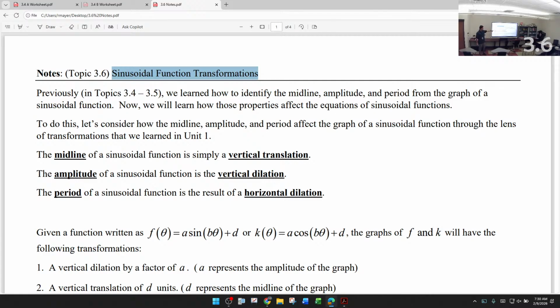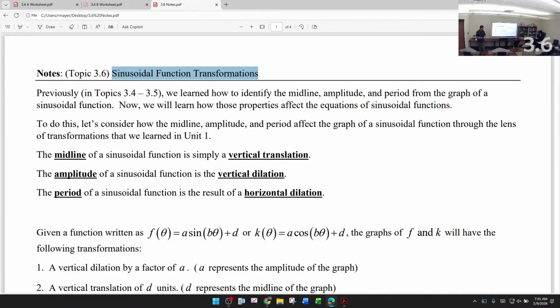Anyway, midline, you know, is a vertical translation. So the midline is typically at 0. If the midline's moved up, then that's a vertical translation. Translation is what they call it. I'm just going to say transformation. Or it might be moved down. So the midline moves these sinusoidal functions up or down.